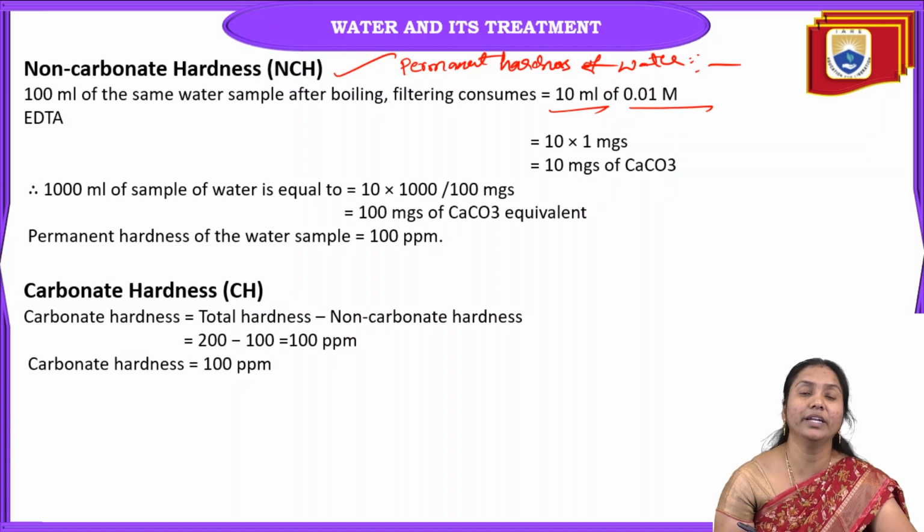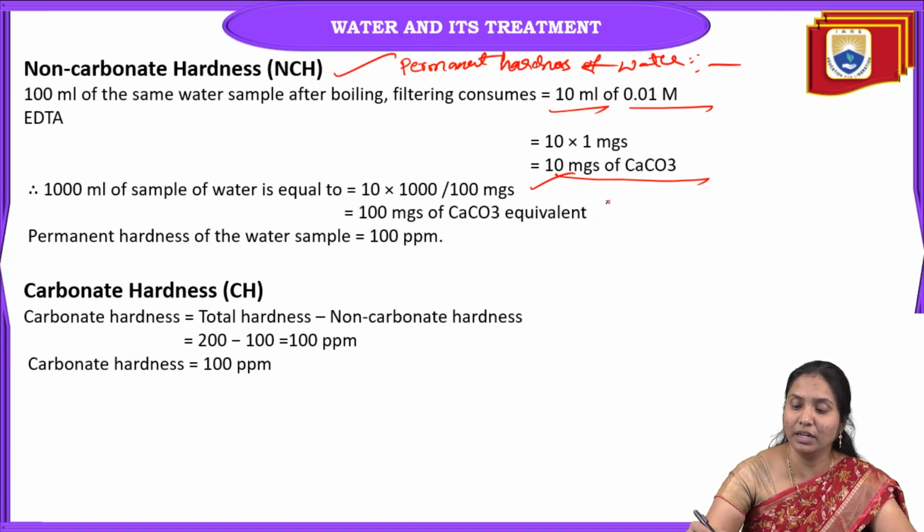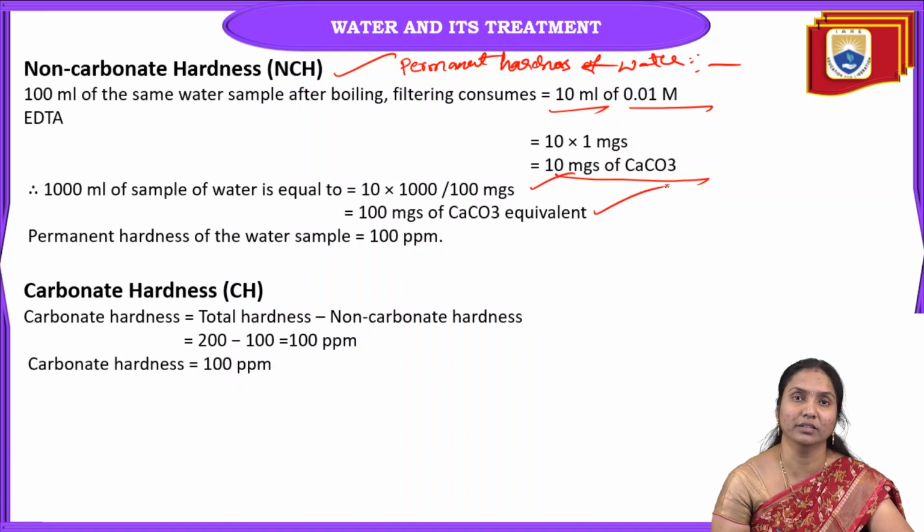So it's equal to 10 into 1 milligrams of calcium carbonate. So 100 ml of the sample water after removing temporary hardness causing ions requires 10 milligrams of calcium carbonate. Therefore 1000 ml of sample of water is equal to 10 into 1000 by 100 milligrams. It's equal to 100 milligrams of calcium carbonate equivalent. So the permanent hardness of the water sample equals 100 ppm.